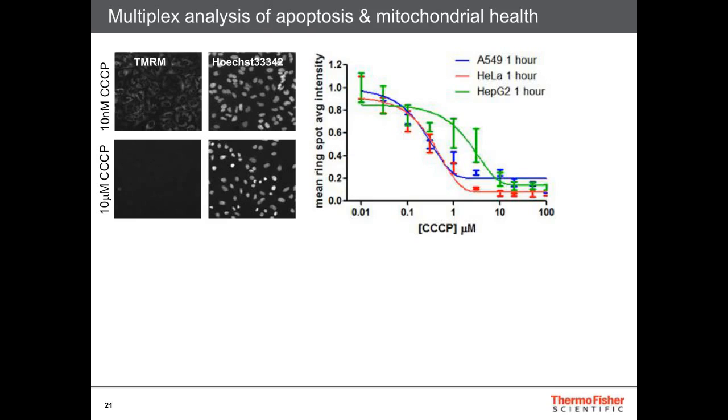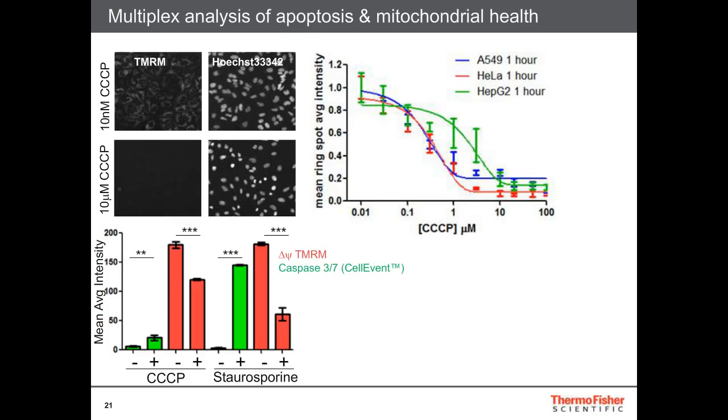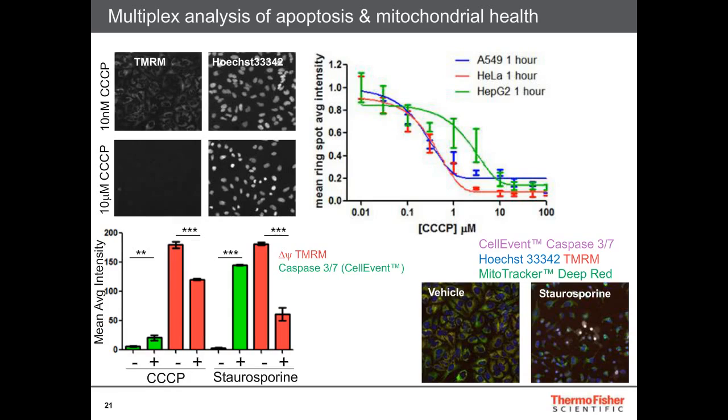Of course, we can multiplex these reagents and start to look at the sequential induction of apoptosis. So here we can look at the loss of mitochondrial membrane potential and subsequent activation of caspases for apoptosis using TMRM and CellEvent probe together. We can then build this a step further by using some of our mitochondrial morphology probes, such as the MitoTracker probes. Here we use MitoTracker Deep Red, TMRM, CellEvent Caspase 3-7, and of course NucBlue to segment the cells. Now we're able to look at mitochondrial fragmentation, the loss of the membrane potential, and subsequent activation of caspases.